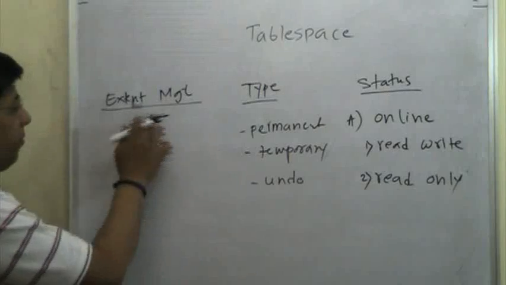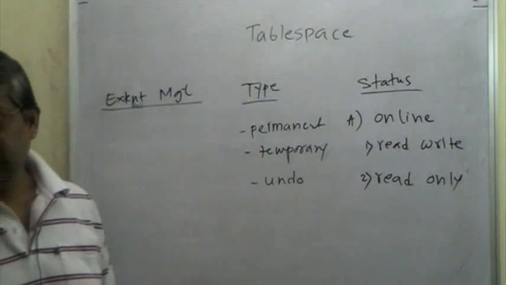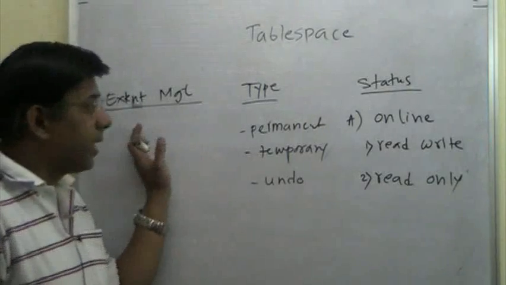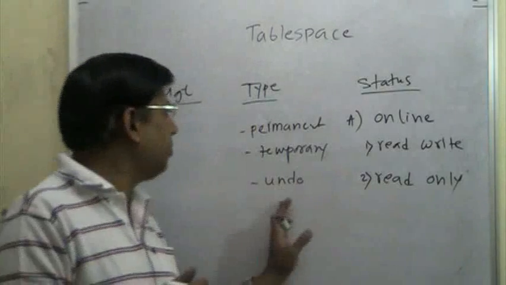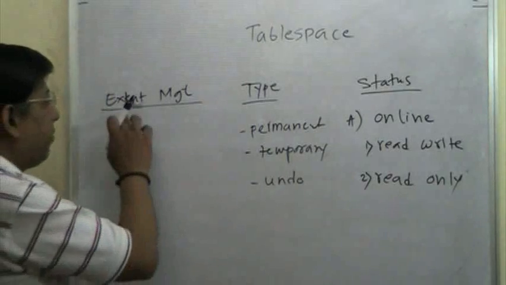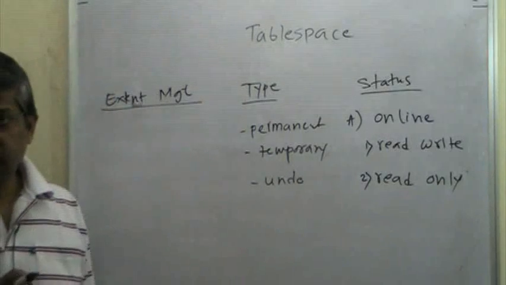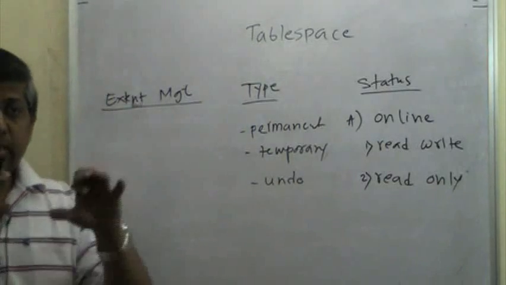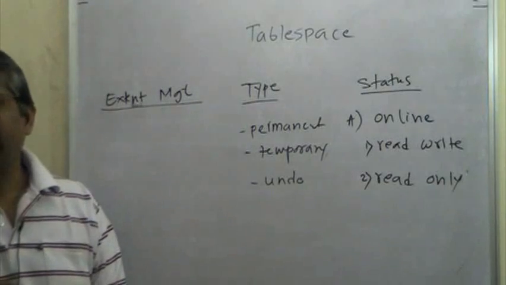Now there is one feature of a table space. It is not a type, it is not a categorization. These are statuses, these are types, and these are the extents management. And what is that extent management? It is a feature of a table space about how the extents in that table space are managed.